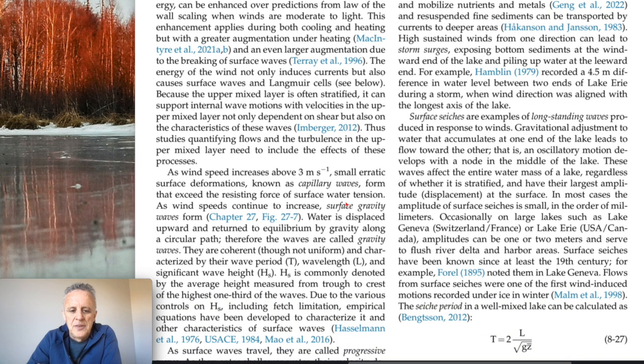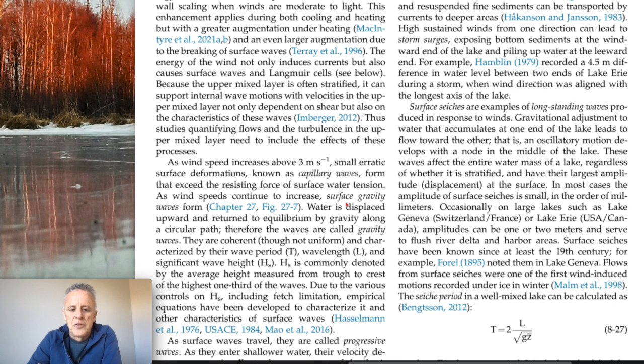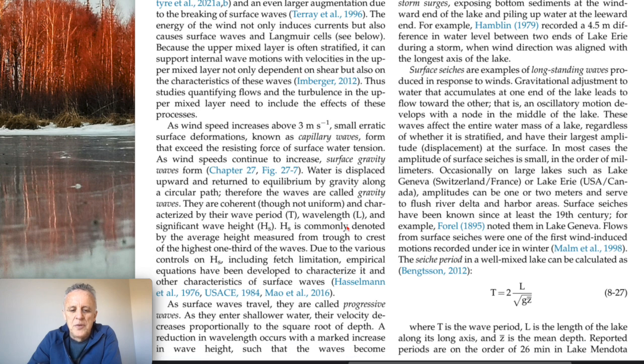As wind speed increases above 3 meters per second, small erratic surface deformations known as capillary waves form that exceed the resisting force of surface water tension. As wind speeds continue to increase, surface gravity waves form. Water is displaced upward and returned to equilibrium by gravity along a circular path. Therefore, the waves are called gravity waves.